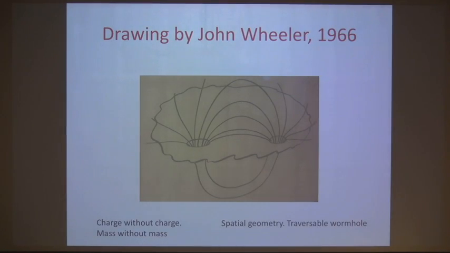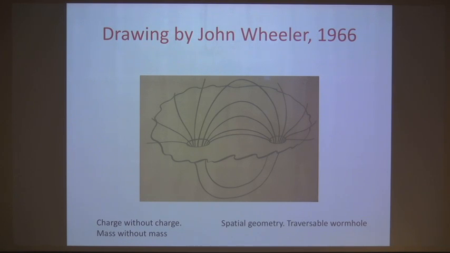So the whole talk is summarized by this picture. It will be about presenting a solution that has this shape, which is a picture that John Wheeler drew in 1966. It's a picture of a three-dimensional space with a wormhole-like connection between two points. And we have, let's say, flux lines that go from one to the other.